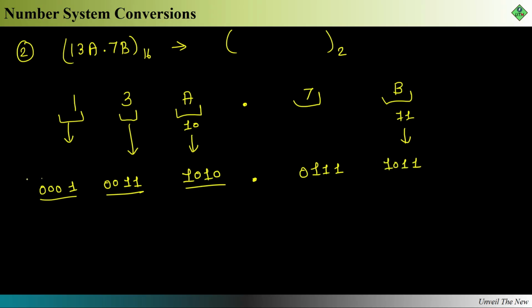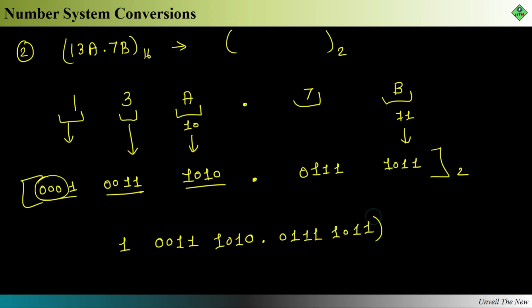Now this is your complete conversion from hexadecimal to binary. So your answer is, see here in the first digit we can ignore these 3 zeros because it doesn't add any value, right? So 10011 1010.0111. So this will become the binary of the hexadecimal number 13A.7B. I hope with these 2 examples you were able to understand how to do the conversion from hexadecimal to binary. Now let's do the reversal.